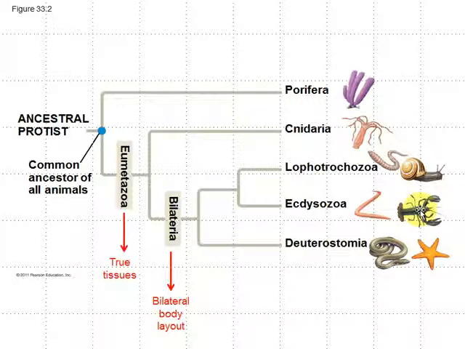Now, we don't have other deuterostomes, including, say, reptiles and mammals and everything on this list, even though they also have a bilateral body layout, because right here we're only including the invertebrates, the creatures that have no backbone.